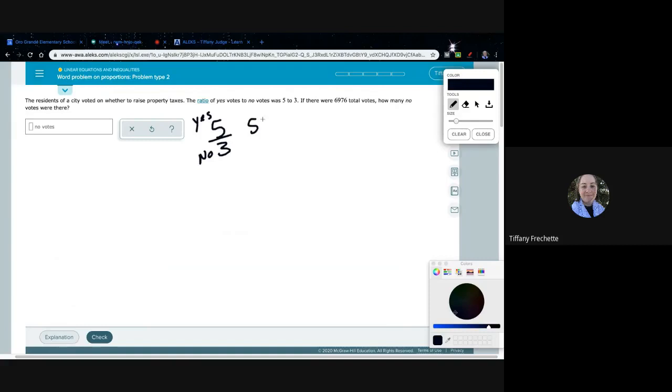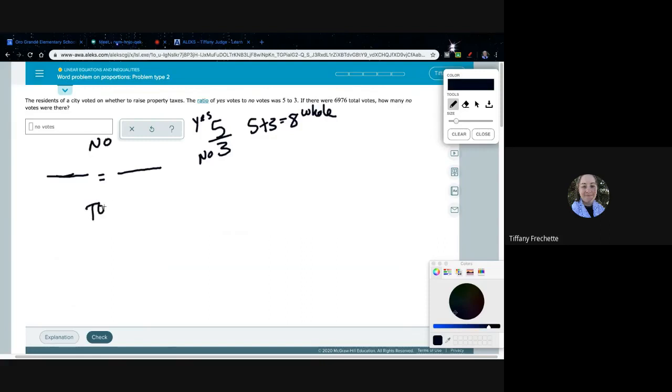So we need a total. We have to add these together. So this is our whole, or our total. This 8 can compare to 5 or 3. So for every 8 votes, 5 were yes. For every 8 votes, 3 were no. Now we're going to write a proportion to show these two things.